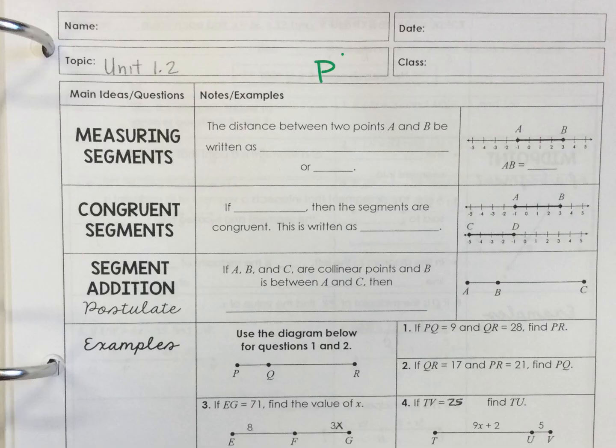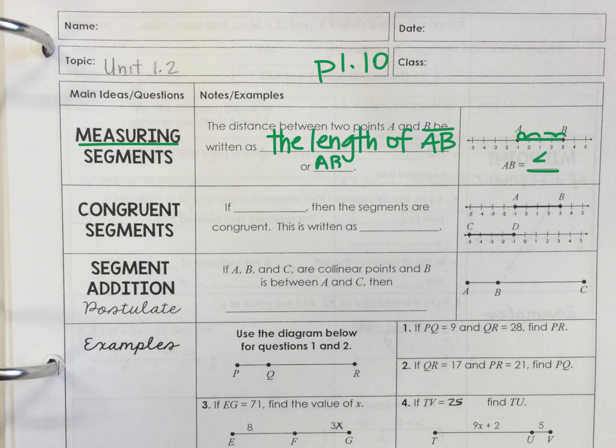This is page 1.10. This is where we're going to take some notes, so buckle up. So we're going to talk about measuring segments. The distance between 2 points, A and B, on this line right here, can be written as the length of segment AB, or we can just write AB like that. I want to know how much AB is, so 1, 2, 3, 4. AB is 4. Easy, right?